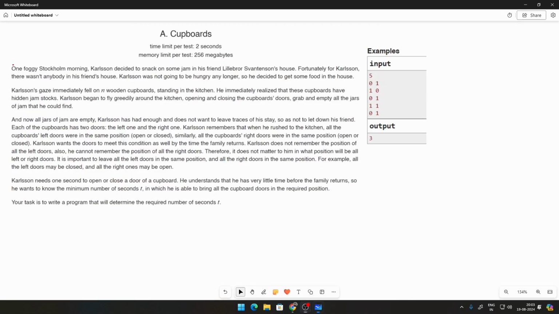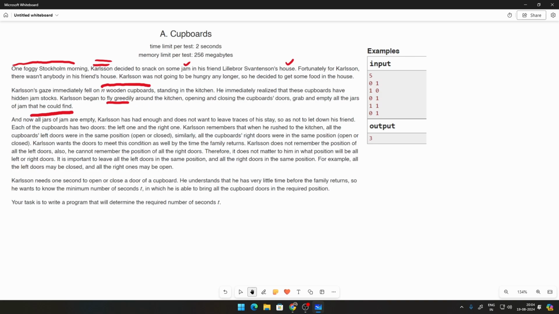What they're trying to say is, one foggy Stockholm morning, this guy called Carlson decided to snack on jam in his friend's house. Fortunately for Carlson, there was nobody else there, so he decided to eat some food in the house. There are n wooden cupboards in this house, and each cupboard has a hidden jam stock. He began to fry greedily, opening and closing the cupboards, grabbing all the jam inside each cupboard and eating it. Once he has eaten all of that, all the jams are empty now.